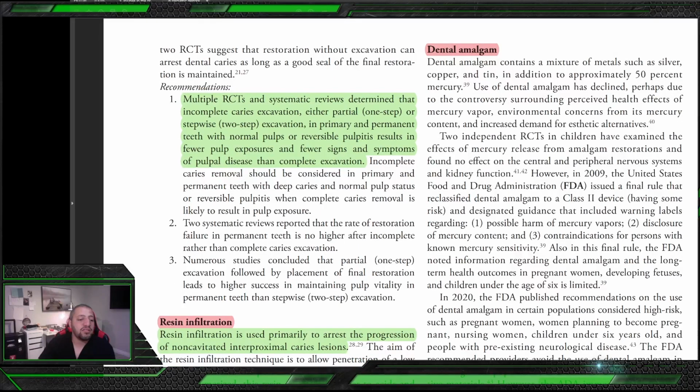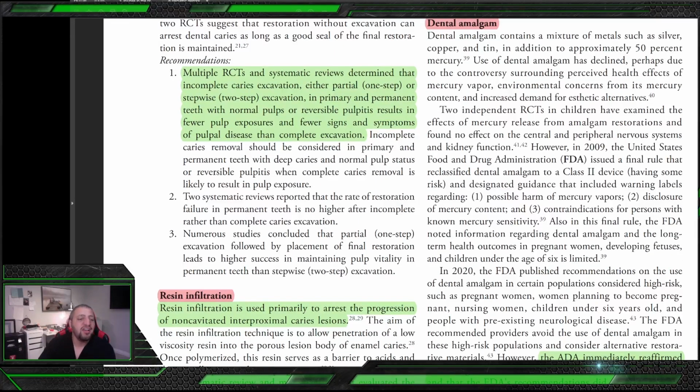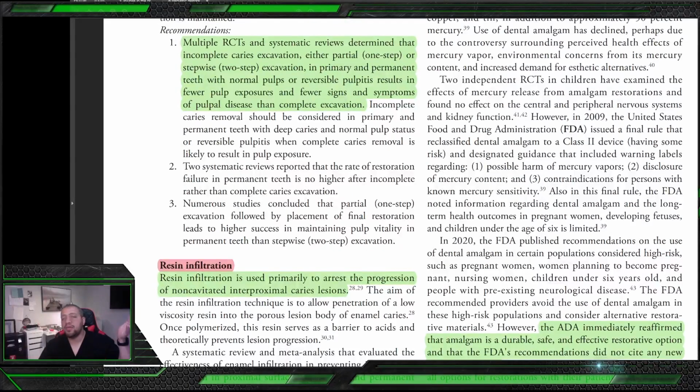Okay, so there's a restoration called resin infiltration. Resin infiltration, simply put, is a composite without a filler. That's it. It's a composite without a filler.